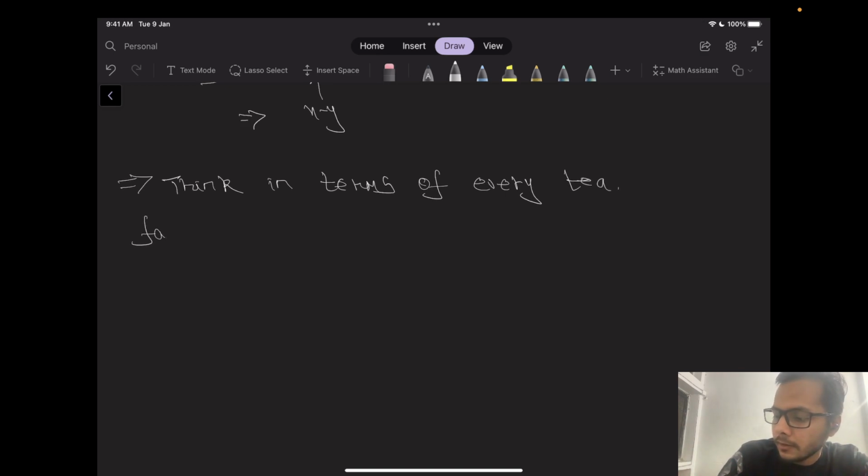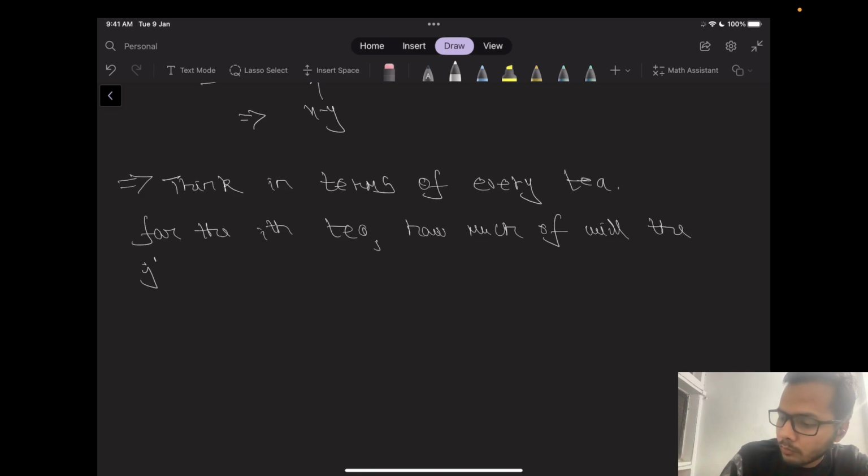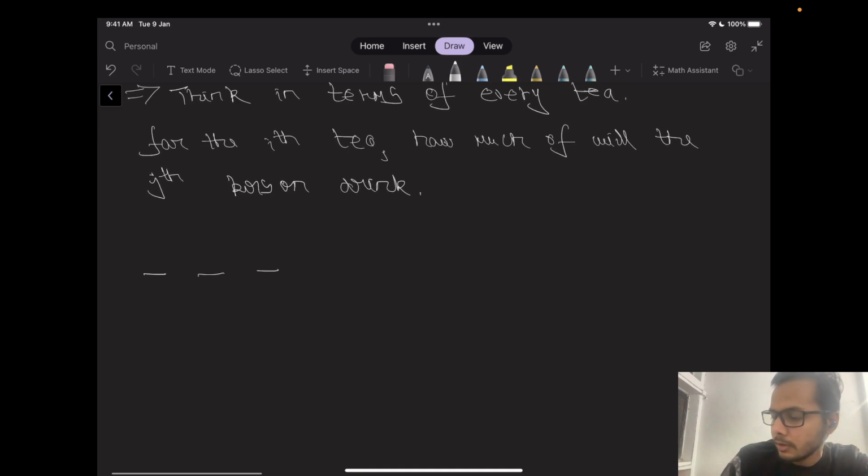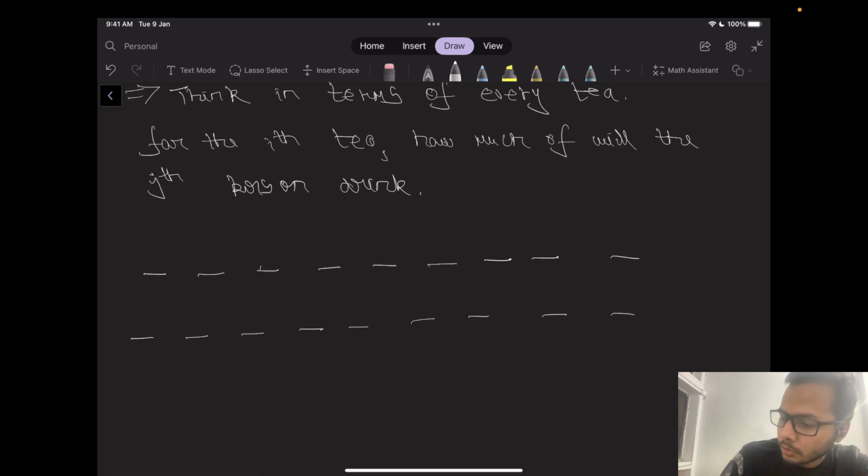So for the ith tea, let's think about how much of it the jth person will drink. We can think of it like this. Let's focus on the ith tea. We have all these teas and we have all these people. Let's say this is i. So we have ai amount of this tea present.